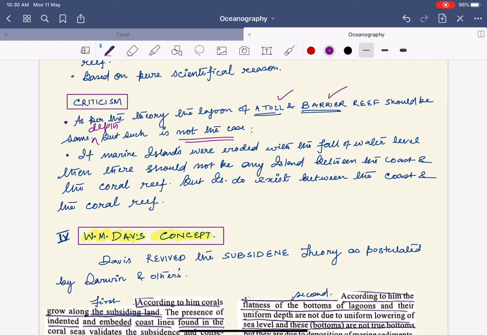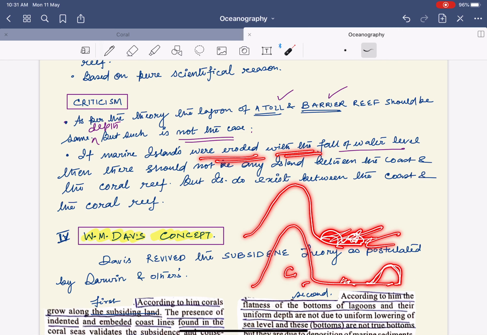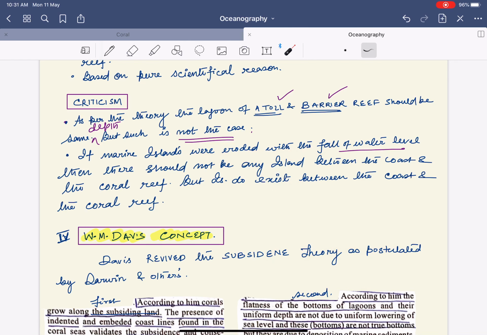Next, if marine islands were eroded with the fall of the water level, then there should not be any island between the coast and the coral reef. It simply says that the marine islands were eroded when the water level fell, meaning they were totally non-existent. But if the marine islands would have been eroded, then there would not be any marine island between the coast and the coral reef, but there exist such marine islands. Now this is one of the contradictions.